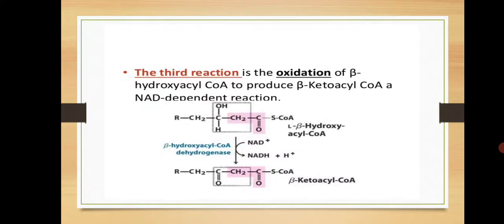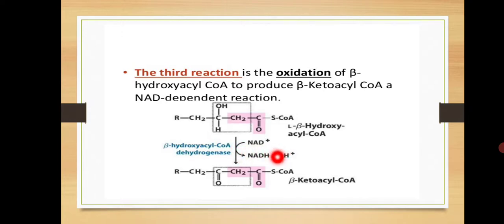This hydroxy acyl CoA in the third reaction is further oxidized into keto acyl CoA. There is involvement of C double bond O, C double bond O, that is your keto group. Okay, so here what happened? NAD is reduced.